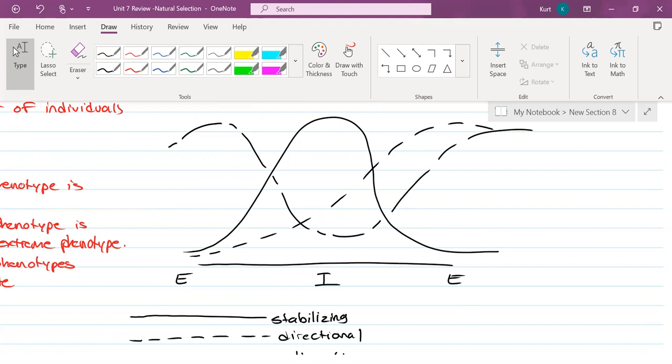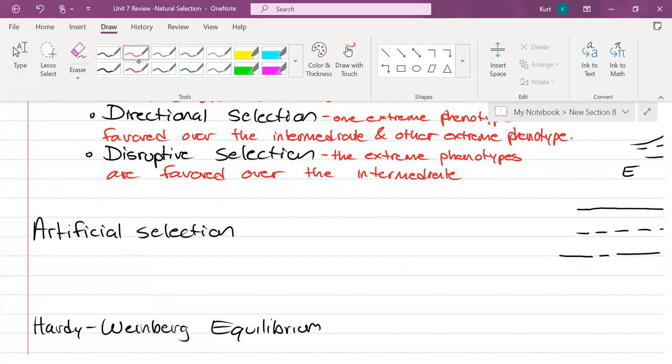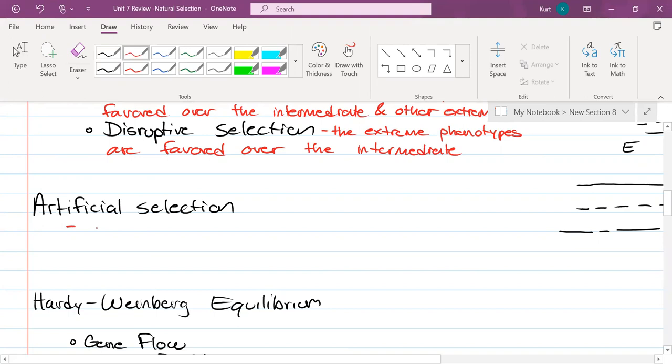Okay. Let's get to artificial selection now. Just a lot of terms, guys. And I mean, I have a lot here for you. Artificial selection is selection of traits influenced and guided by humans.